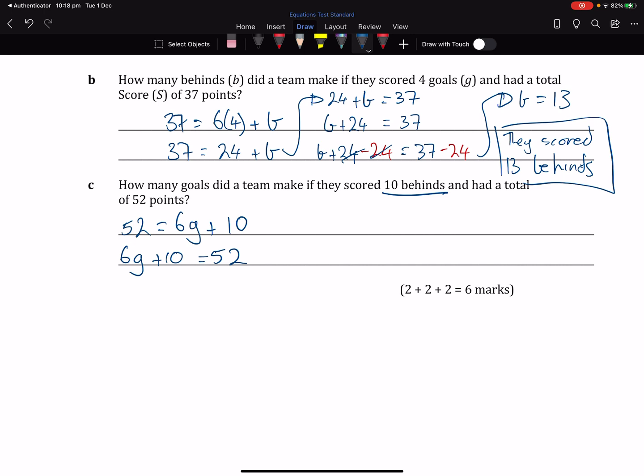We're only doing that because it looks a bit more familiar to us the way we've got it set up. And now we've got something that we can solve. We're solving it for G, so it's going to be 6G plus 10, undo the plus with a minus 10, is going to be equal to 52, also minus 10 on both sides, which means we end up with 6G being equal to 42, because of course they cancelled out.